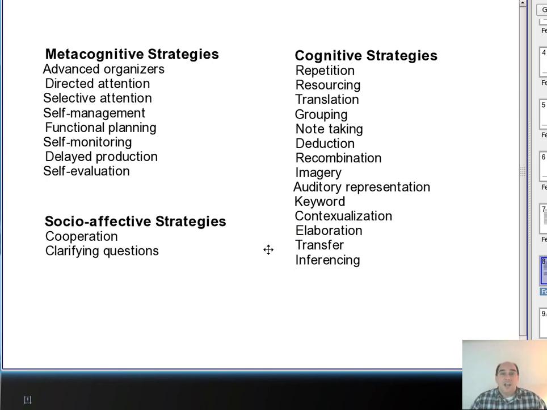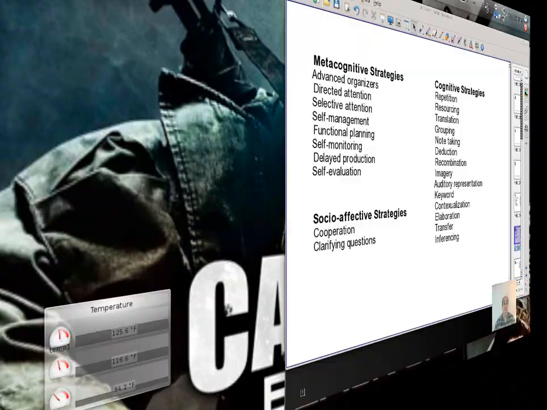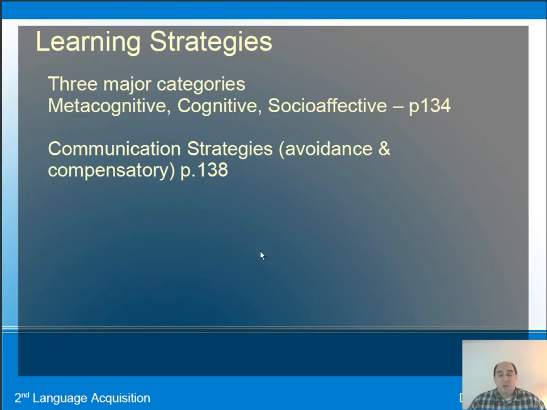And then inferencing, trying to figure out what's going on. You see all these pieces, and then you try to infer into it what some new information or what they're trying to say. Socioaffective skills. You've got cooperation, working with other people, maybe asking questions, and so those are socioaffective strategies. And so there are a lot of strategies here. There's almost 20 that I can list here, right? Metacognitive, cognitive, and socioaffective. Those we want to know. There are those three major categories and a bunch of elements in them.